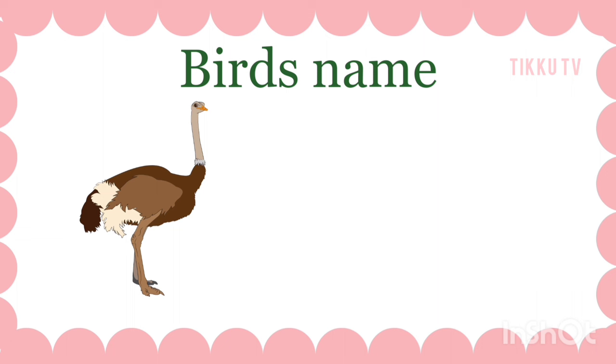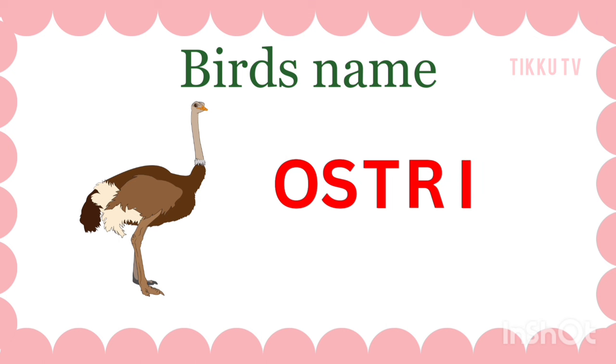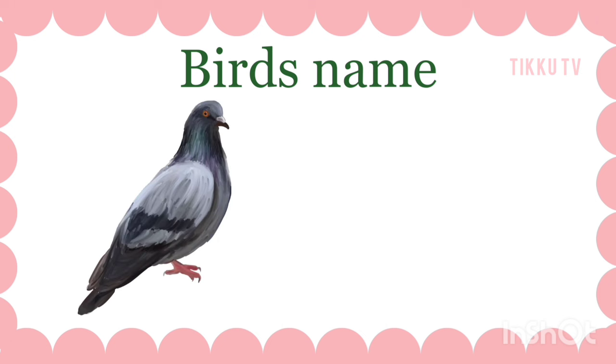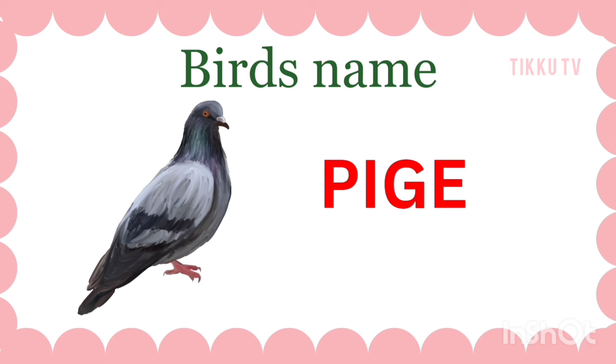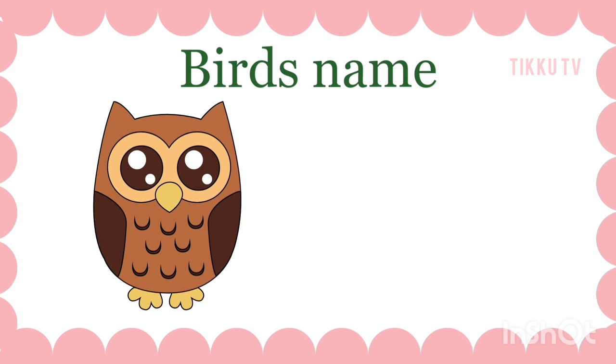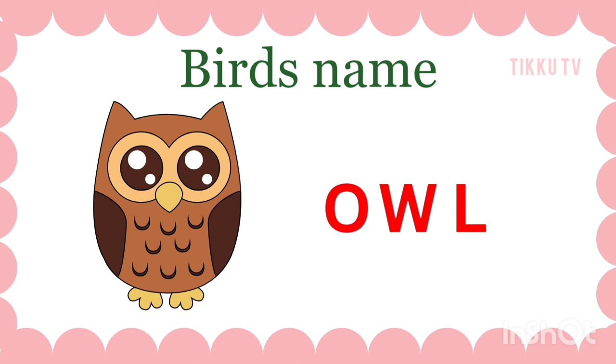Ostrich. This is an ostrich. It spells O-S-T-R-I-C-H. Ostrich. Pigeon. This is a pigeon. It spells P-I-G-E-O-N. Pigeon. Owl. This is an owl. It spells O-W-L. Owl.